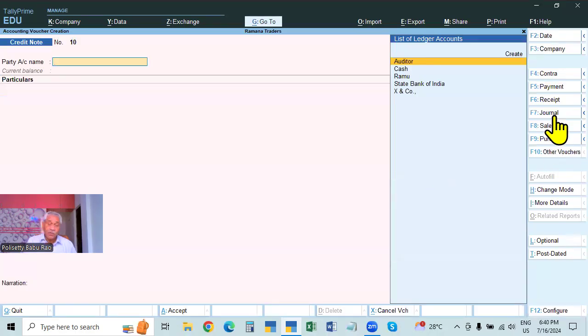And journal we left out. Tomorrow we will take up journal and have two problems covering all the entries, all the vouchers. One problem I will do here, one problem you try. Okay, so this is the thing. With this, it was the session today.